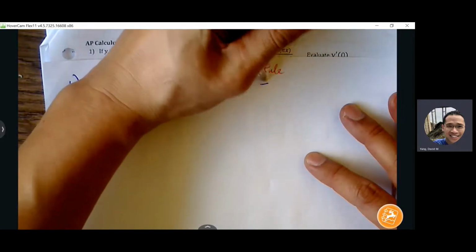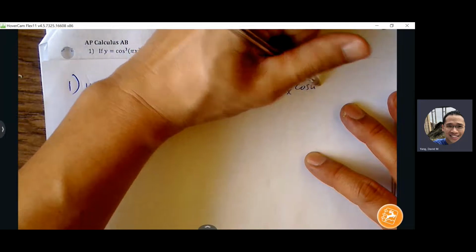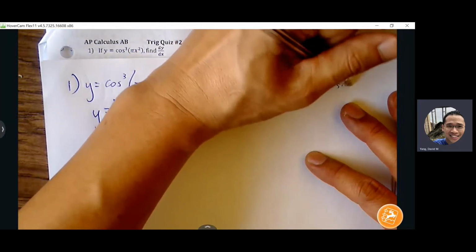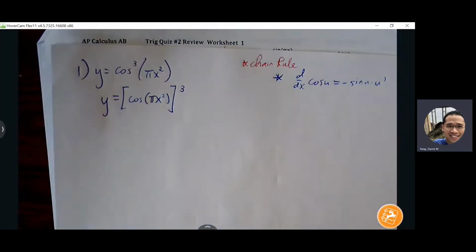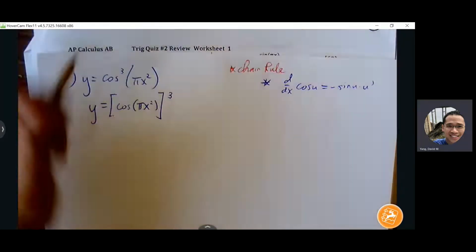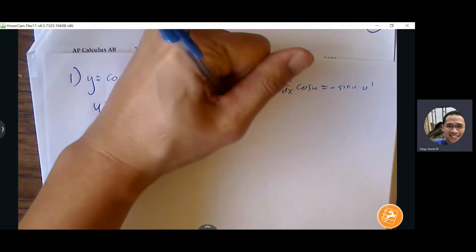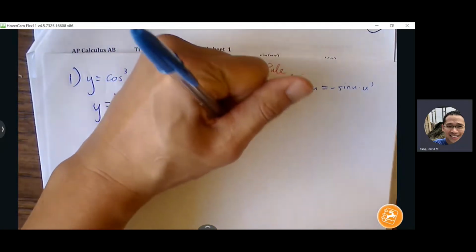Derivative rules that we have to be aware of here. The derivative of cosine of u is negative sine of u times u prime. Okay, so there's chain rule here. There are 3 different layers we have to account for: the outside, the inside, and then the innermost.